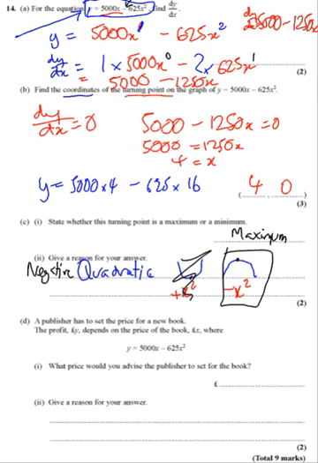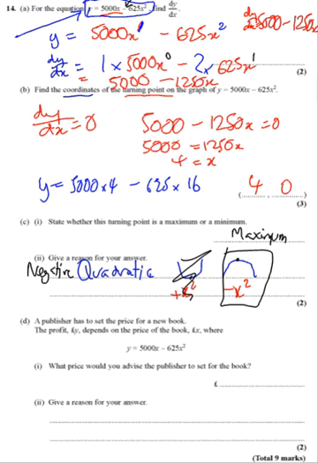So if it's a negative quadratic, then the point where the gradient is 0 is going to be a maximum. If it's a positive quadratic, the point where the gradient is 0 is going to be a minimum. Now, a publisher has to set the price for a new book. The profit depends on the price of the book, where y equals 5,000x minus 65x squared. So what price would you advise the publisher to set for the book?